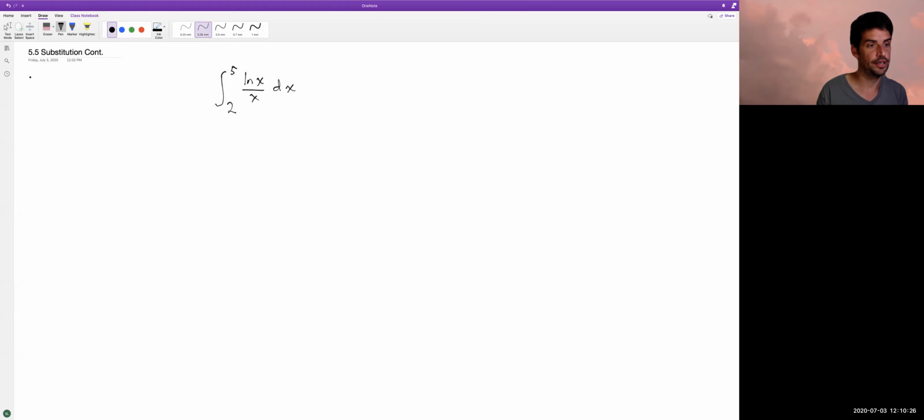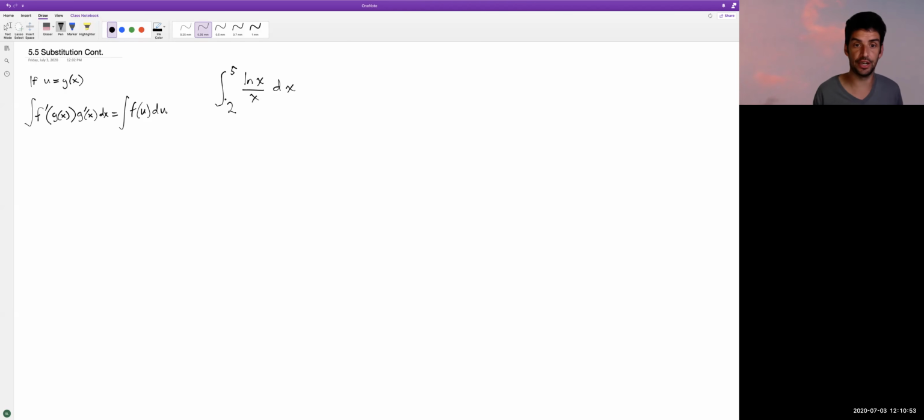We said if u equals g of x, then if we have an integral of this form, this is equal to this integral, right? So this tells us how to find antiderivatives of our functions, okay? So we're going to use that idea now with a definite integral, and there's actually two ways that we can approach this, okay? So in general, if I have a definite integral, what do I need?